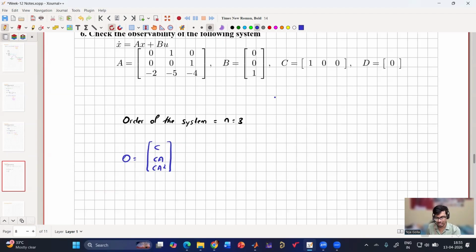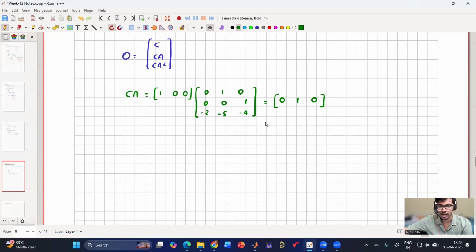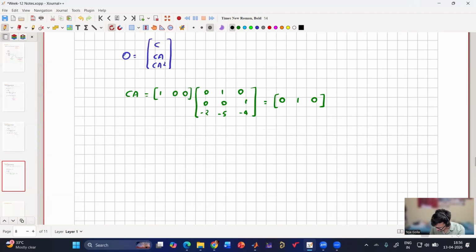Because C is there, let us calculate CA, and let us use MATLAB to calculate CA square. So CA is what? [1 0 0] into [0 1 0; 0 0 1; -2 -5 -4]. The first will be 0, then the second one will be 1, the third one will be 0. So CA will be [0 1 0]. Again, CA square I will not multiply, or maybe let us multiply. There is no issue. Hopefully things are simpler.